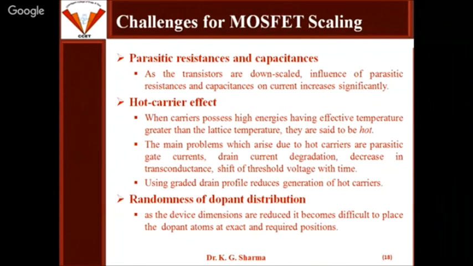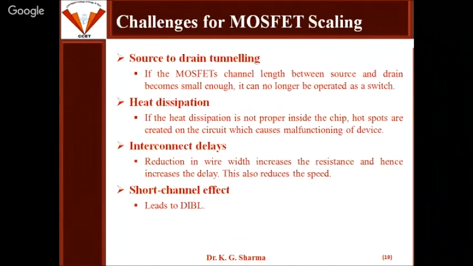And next point is randomness of dopant distribution. As the size of the drain and source region is decreasing, the doping is also becoming a critical issue. The doping is also becoming difficult because the instruments you require should have much higher precision. So if doping is not proper, not uniform, then obviously the device will not behave in a desired manner. As the device dimensions are reduced, it becomes difficult to place the dopant atom at the exact and required position, and in turn that is going to reduce the control behavior of the device.